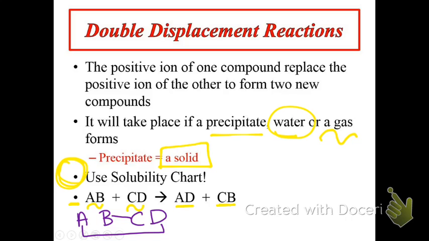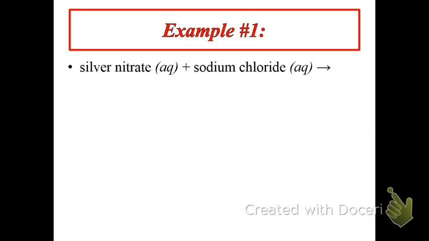Okay, so let's actually look at that. Example number 1. Silver nitrate. So we have silver, and I should have put a 1 in there, I guess, for you guys. So that should be AgNO3 when I make the formula, plus sodium chloride, NaCl.